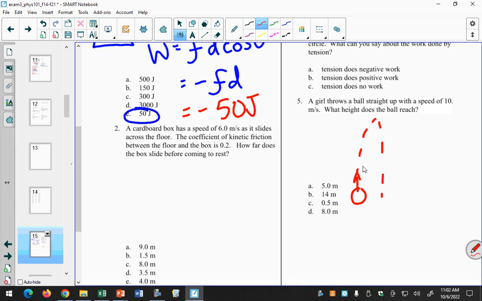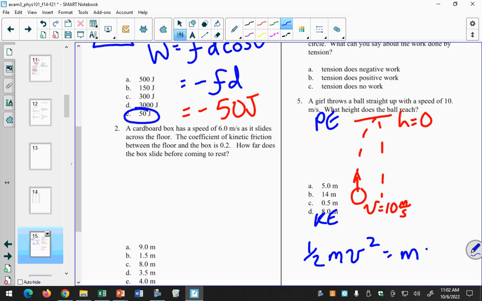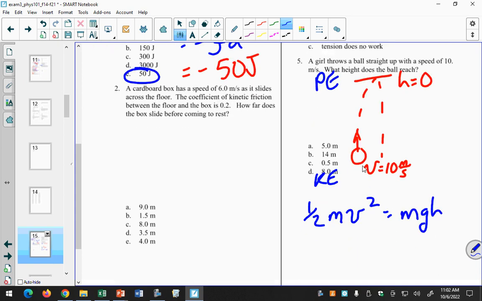No. Okay. So throws straight up with an initial speed equal to 10 meters per second. And I want to know how high does it reach? Look, at the top, only potential energy. At the bottom, only kinetic energy. So I say 1/2 mv squared equals mgh. Masses cancel. That's 1/2 of 100, or 10 squared, equals 10 times h. Wait, no, that's not right. No, h is equal to 5, excuse me.